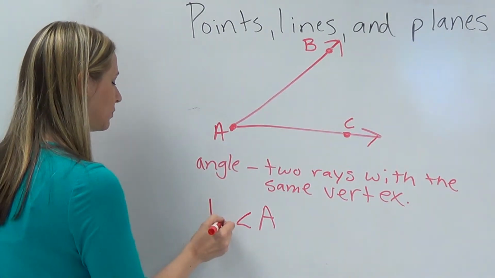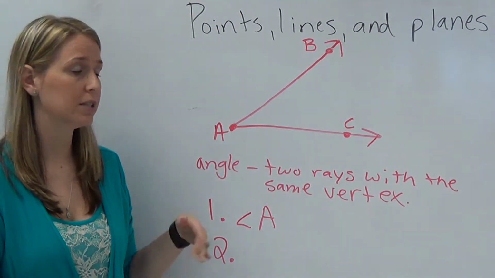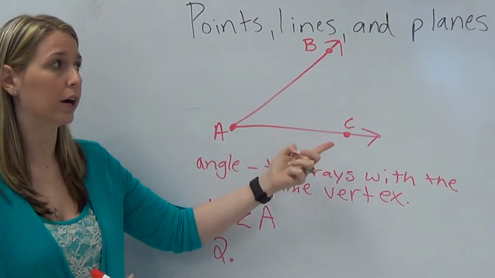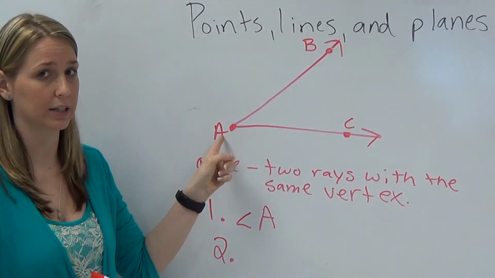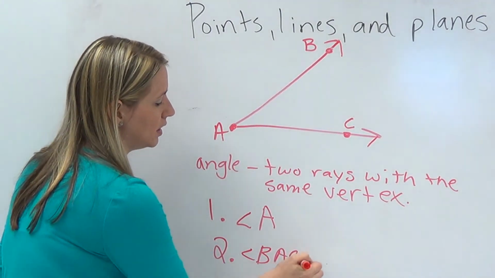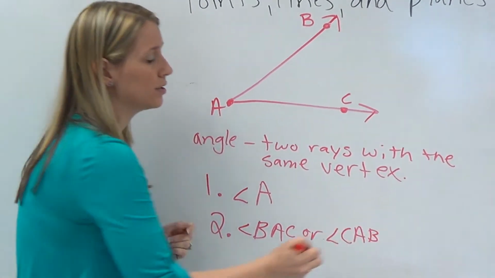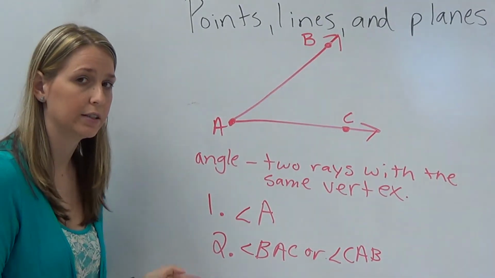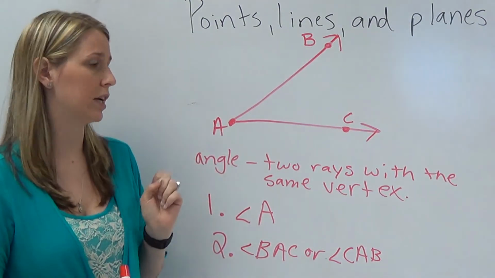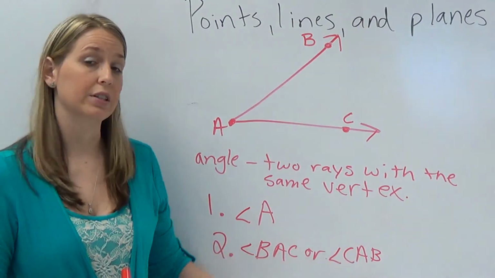That's your first way. Your second way is by three letters with the angle symbol, and the vertex letter has to be in the middle. So you could call it angle BAC or angle CAB, but the vertex letter has to be in the middle. So three letters, not two though, because that's segments and rays and lines. So either one letter, that's the vertex, or three letters with the vertex letter in the center.